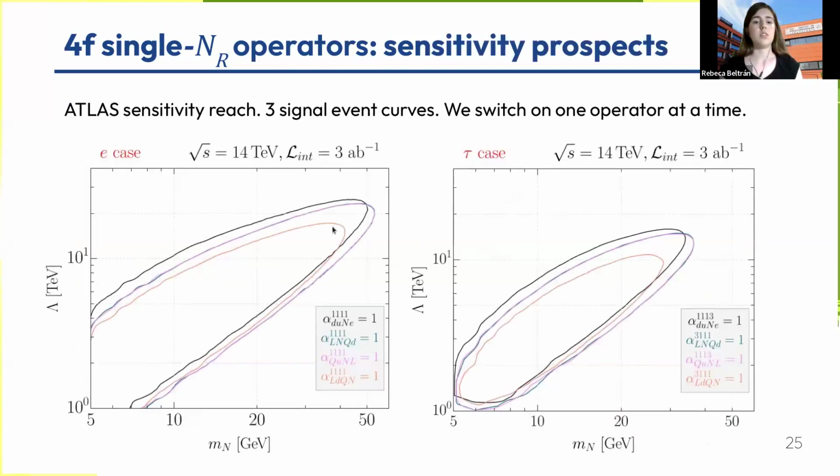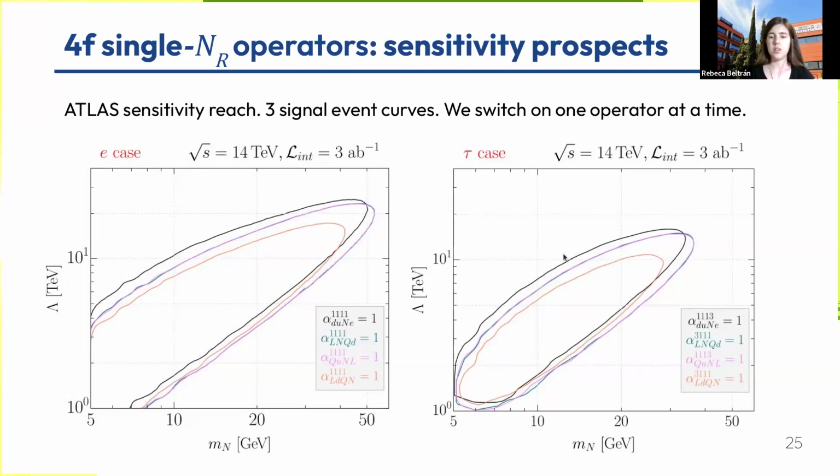So these are the results of the simulation, the sensitivity prospects in the plane of lambda versus HNL mass. Here we consider just one operator at a time and fix its corresponding Wilson coefficient to 1. So these curves represent 3 signal event curves, and in this case, the HNL couples to first generation quarks and the electron, and in the right plot to first generation quarks and tau.